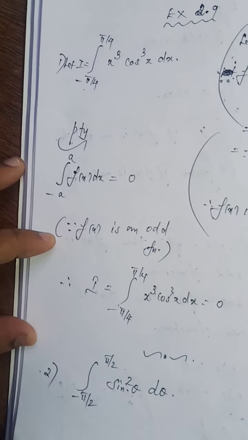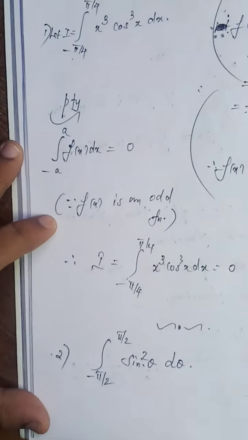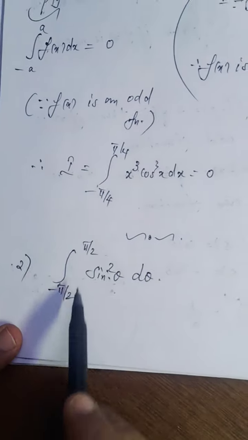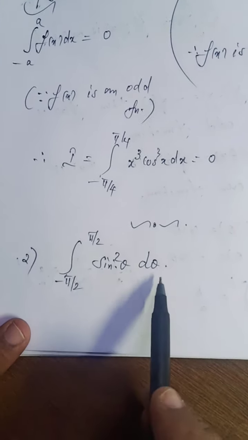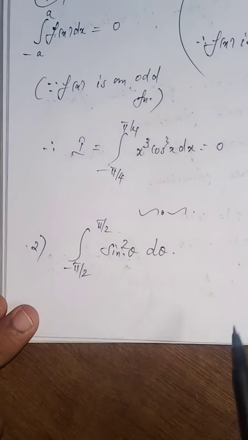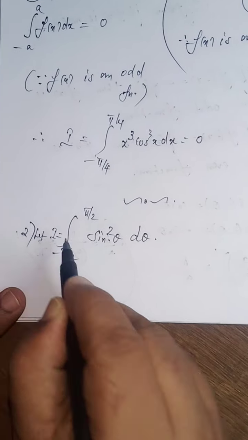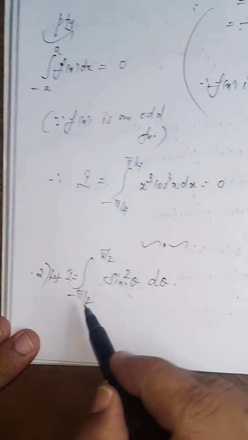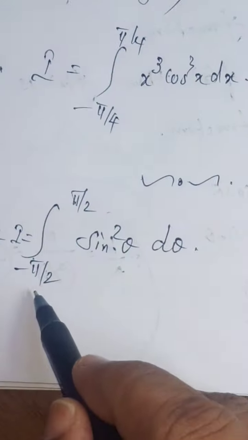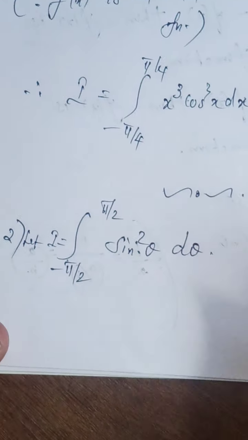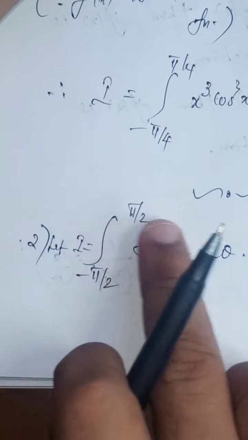Problem number 2. Using the properties of integral, evaluate integral from minus pi by 2 to plus pi by 2 of sine squared theta d theta. I consider this integral as I. Again, look at the limits, minus a to plus a, very similar to that first problem. So, I consider sine squared theta as f of theta.